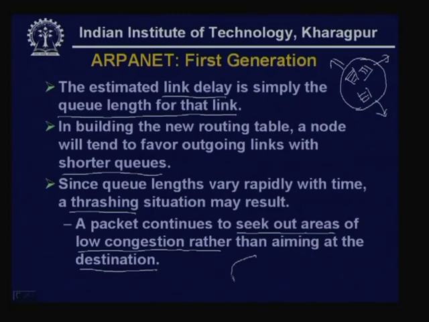Suppose this is part of the subnet, and this is part of the subnet. Initially, the packets are forwarded in this direction because of the smaller queue. So, there will be congestion here, and whenever it is found that the queue length has increased, packets are forwarded in this direction. So, there will be congestion here. Instead of going towards the destination, this condition is known as thrashing, as I have told. So, this is the problem that can arise in the ARPANET first generation network.